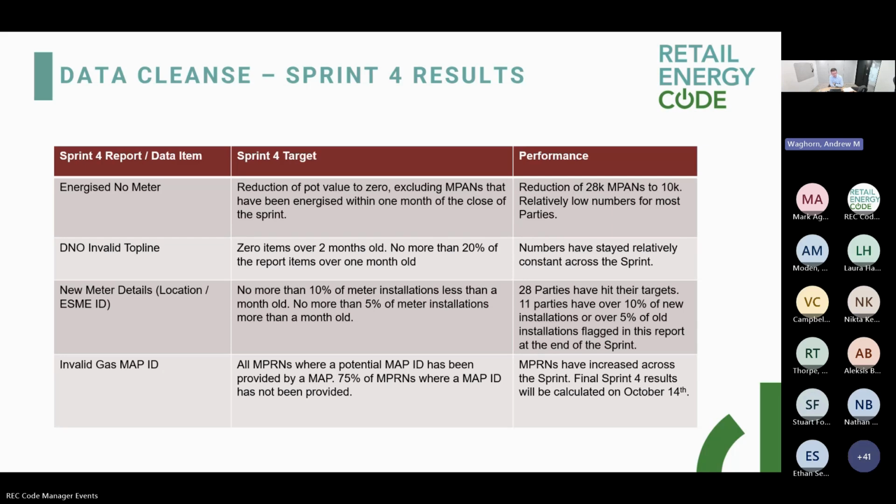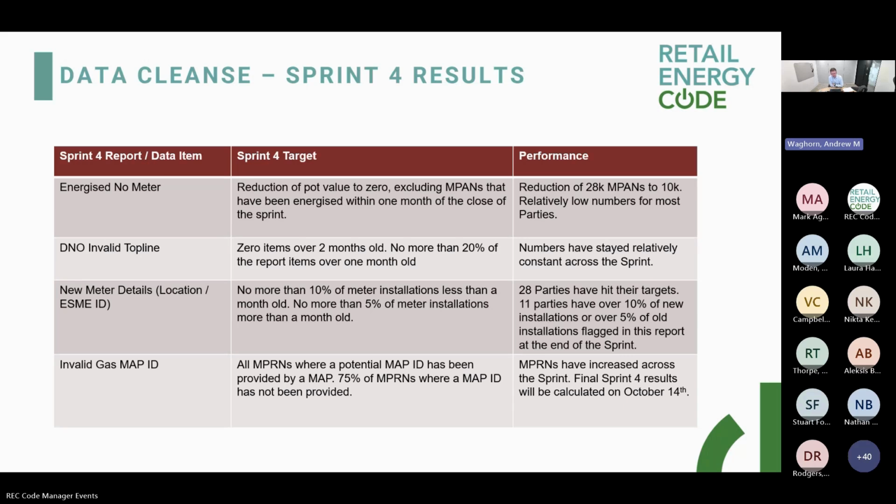Again, I'll touch on some implications of that in a second for Sprint 5, because we think there's a slight change needed there now to get what is a relatively small volume in absolute terms sort of down, and both of those have linkage to MHHS related activity. In fact, as does the third one. For new meter details, that was the location, the ESMA ID, also the number of digits, although that's a very small number of discrepancies. So again, a bit of a more complicated target.